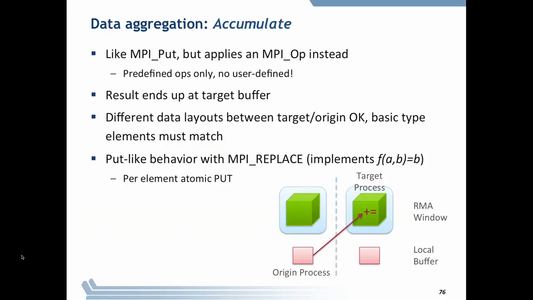And accumulate is like put, but instead of just putting down the data, it performs an MPI op on it, except only predefined MPI ops. And the reason for this is because, well, it would really be great if you could just define your own operation and then run it on another process. But none of the hardware people wanted us to do that. And so these are limited to the predefined operations, like sum and so forth.